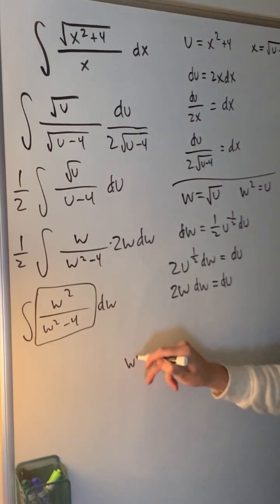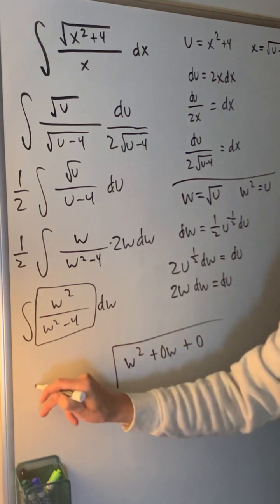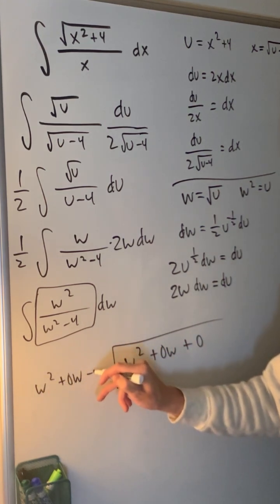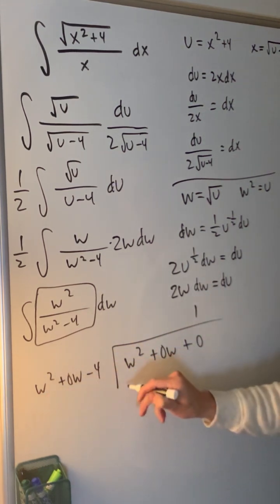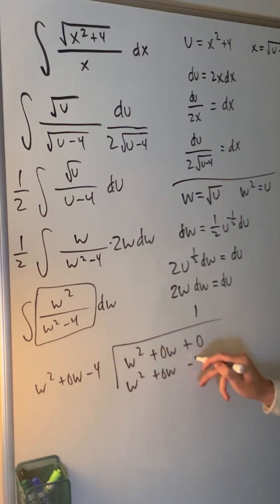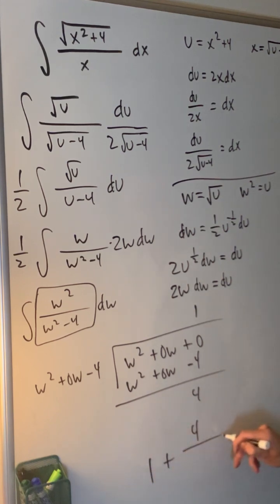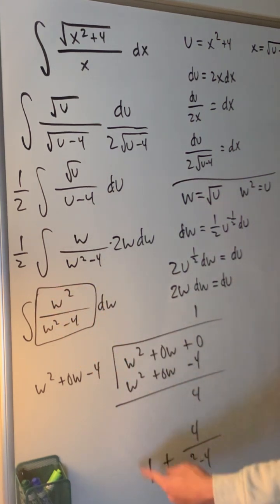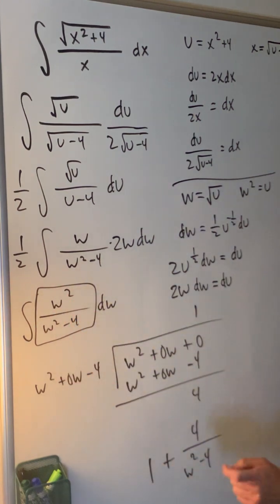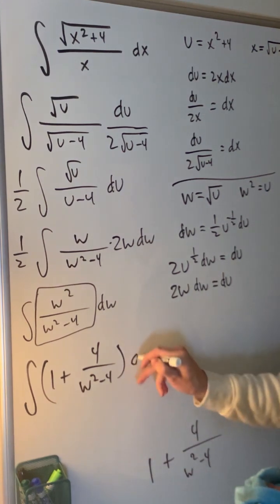So let's go long division. w squared plus 0w plus 0 will be divided by w squared plus 0w minus 4. w squared goes into itself once. 1 times that is all of that. If you subtract these, you get 4. So it's going to be 1 plus 4 over the divisor. So what we're saying is that this box in here gets replaced by this here by substitution, because this is equal to that. All that becomes the new integrand.